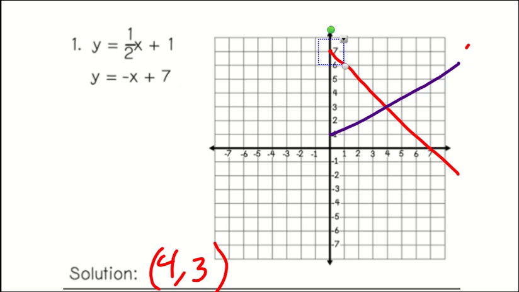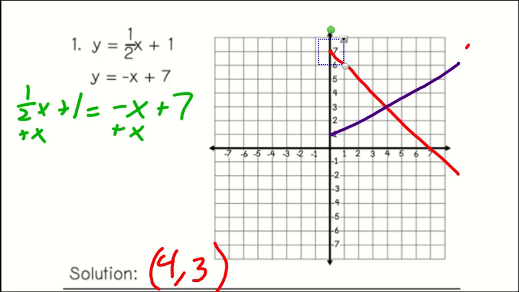Otherwise, what you need to do is set them equal to each other. So we got 1/2 x plus 1 equals -x plus 7. Not always, but for the most part with these, you will see one negative slope and one positive slope. It makes it easier for them to intersect that way usually. Like I said, occasionally you'll see it with both positives. So we move the lowest one, that's the negative.